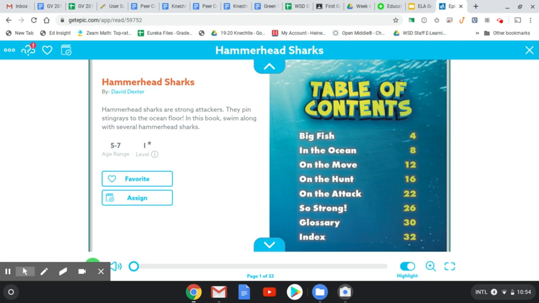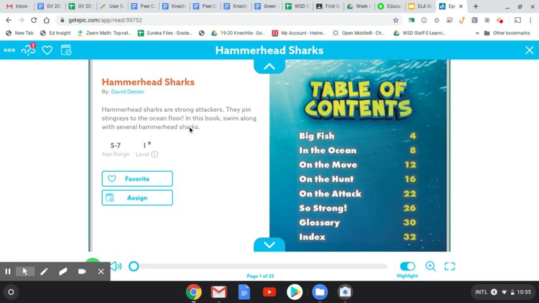It looks a little different because it's on Epic, but if you were to open up a nonfiction book in front of you, at your house, you would notice that it'd have a title page. It would have the title on it and also the author, by David Dexter. So this just looks a little bit different because it's online rather than a book that's in your hands. But every nonfiction book will have something called a title page that will have the author and the title right here.